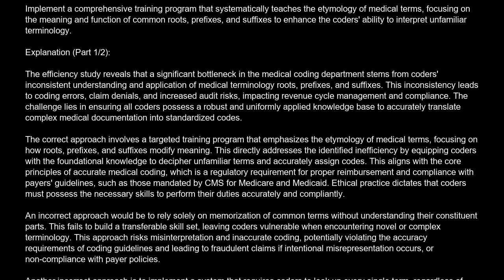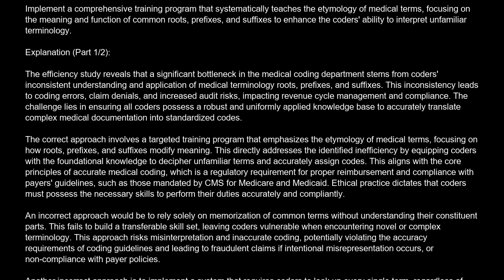The correct answer is B. Implement a comprehensive training program that systematically teaches the etymology of medical terms, focusing on the meaning and function of common roots, prefixes, and suffixes to enhance the coder's ability to interpret unfamiliar terminology.